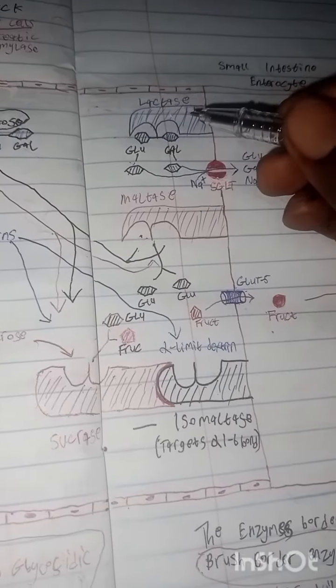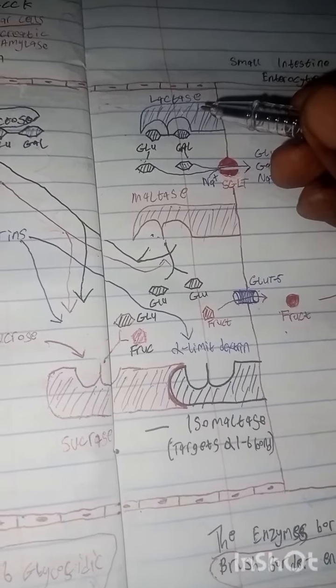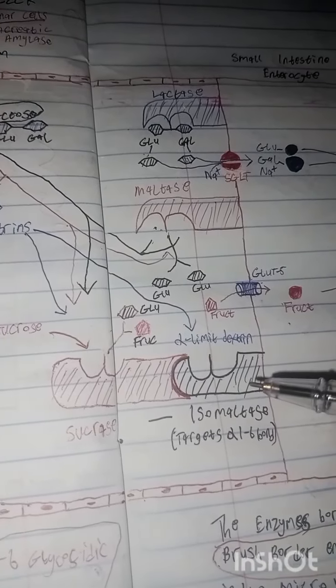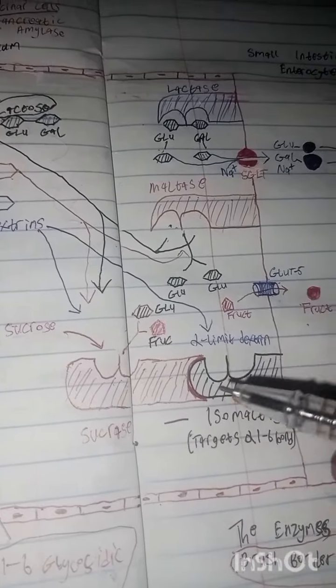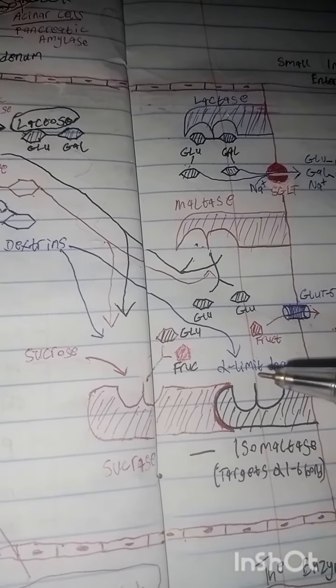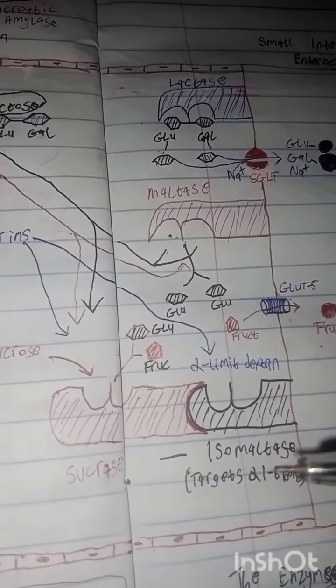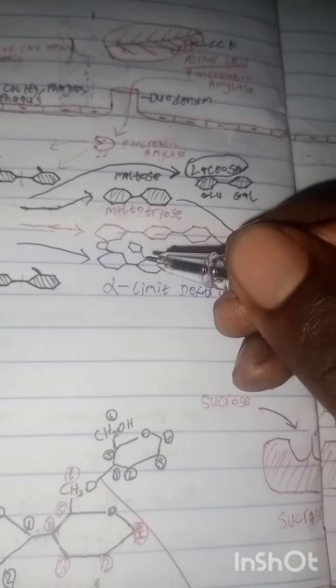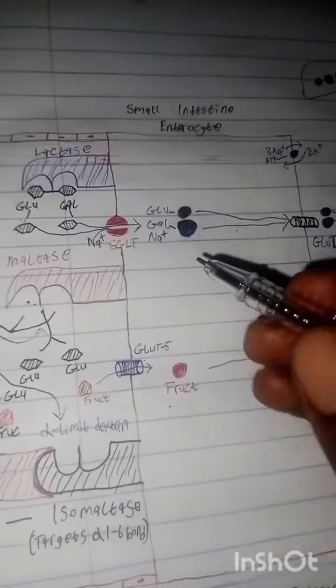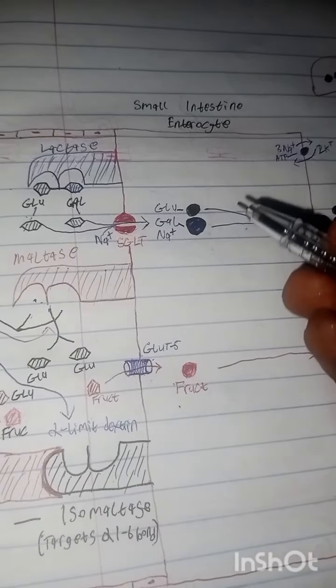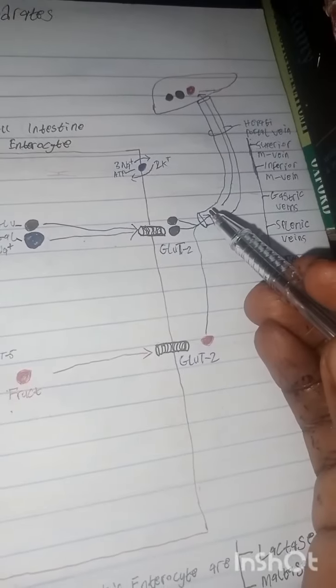Now, after that, we go to this place. So we have the enterocyte brush border enzymes. We have lactase, maltase, isomaltase, and sucrase. These two are related together. Then for isomaltase, it targets the alpha-limit dextrin. Now, it targets the 1,6 bond, the alpha 1,6 bond, which is this bond here, this branching. That's what it targets. And as a result, you absorb your monosaccharides and eventually enter into the hepatic portal vein.